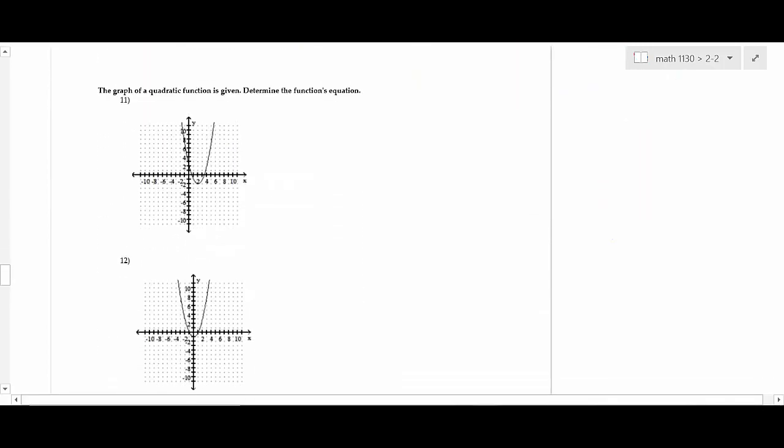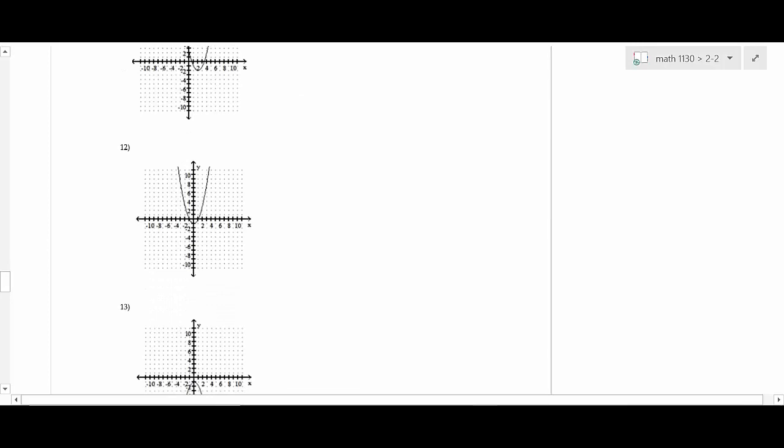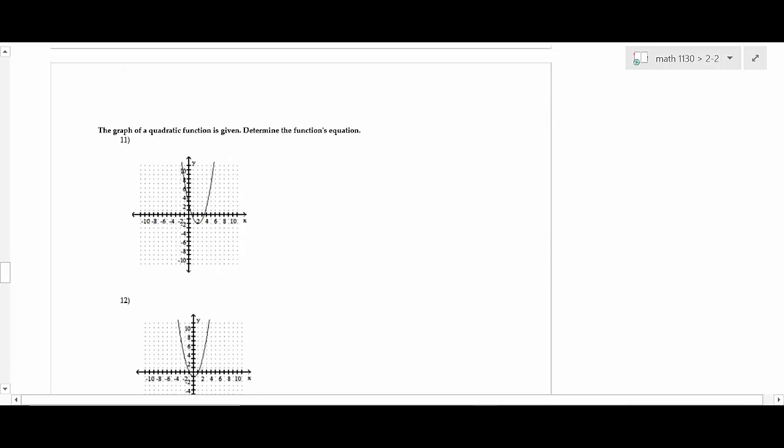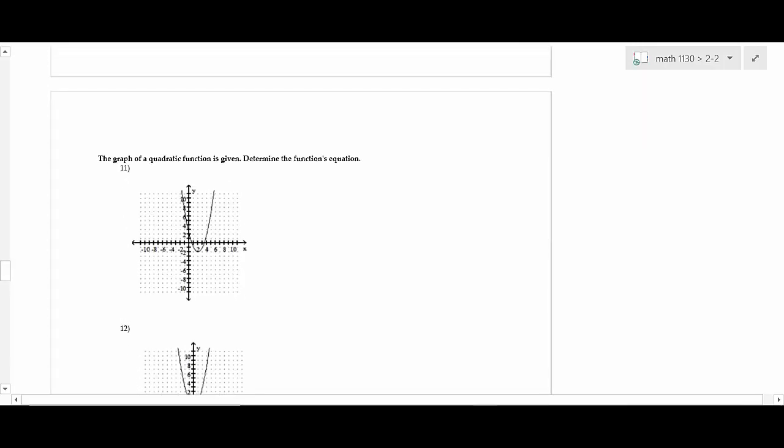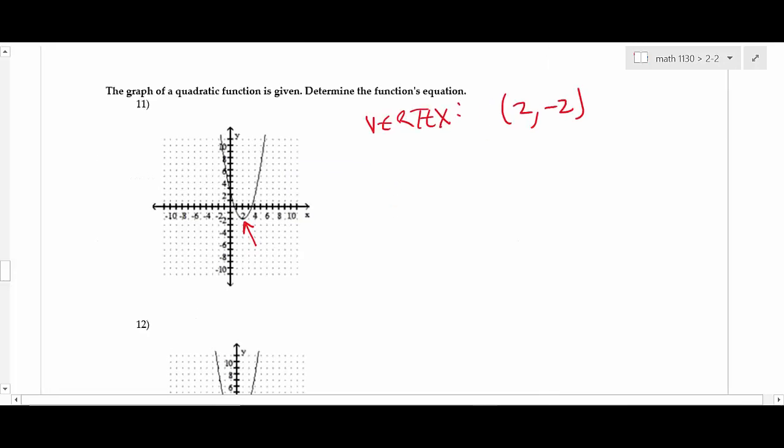The other thing I want to do is be able to write an equation on some real basic ones right here. So we've got a graph, and we want to write the equation. Really all you have to do is figure out what the vertex is just by looking. On this one, your vertex, if I'm seeing correctly, is 2, -2. Does that look right?